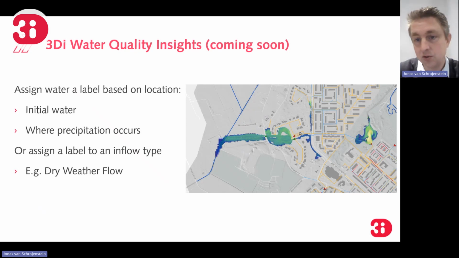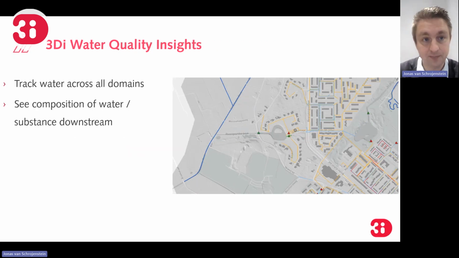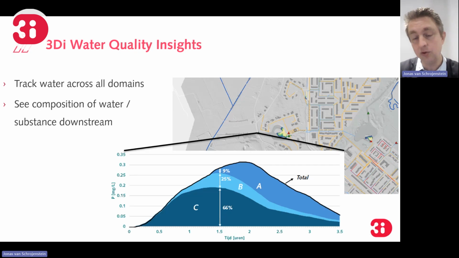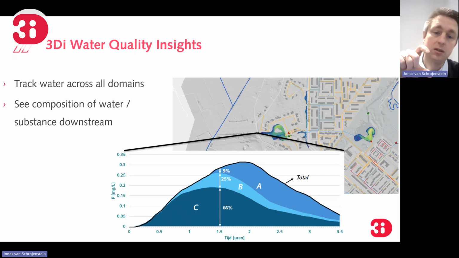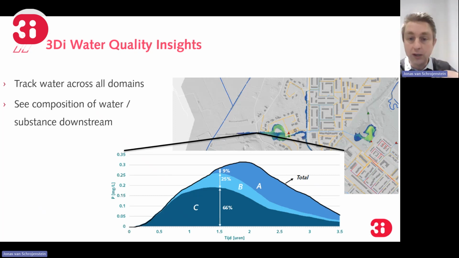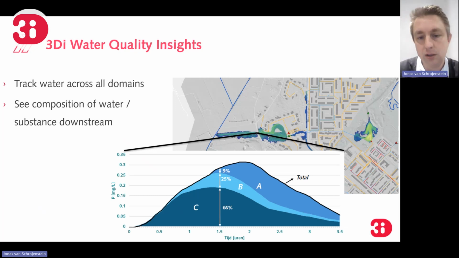Here on the right hand side, you see an animation of, in this case, an overflow of a weir of the sewer system, and how that actually spreads through the water system. This is a mock-up, but you can click downstream and see the composition of either the water, so the label that you gave to the area that the rain was falling on, or the composition of the substance, from which area and which location it is coming. You can see that downstream. So these are basically the options that you have.